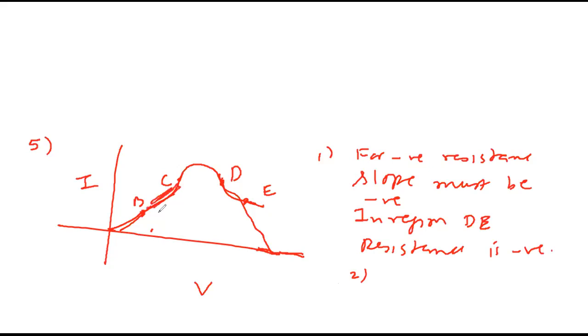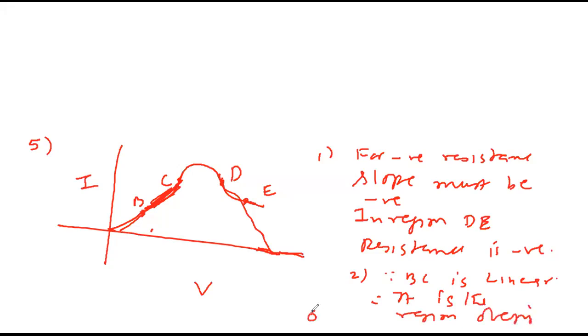Now, which part obeys Ohm's law? In diagram C, BC is a linear portion. It is not visible properly, but that should be linear. So since BC is linear, therefore it is the region obeying Ohm's law.